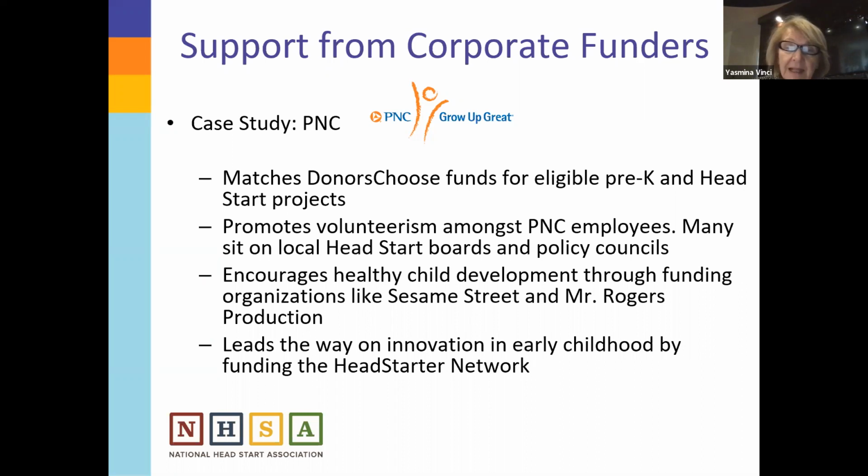Then for the whole communities, they also fund development of materials by Sesame Street and Mr. Rogers Productions, available to all the parents in the community and providers. And looking to the future, they're funding the HeadStarter Network, which is a sister organization. It's a separate nonprofit set up by NHSA to really accelerate and promote innovation in Head Start. So it's a great way of a corporation acting on all levels: local, market-wide, and nationally.